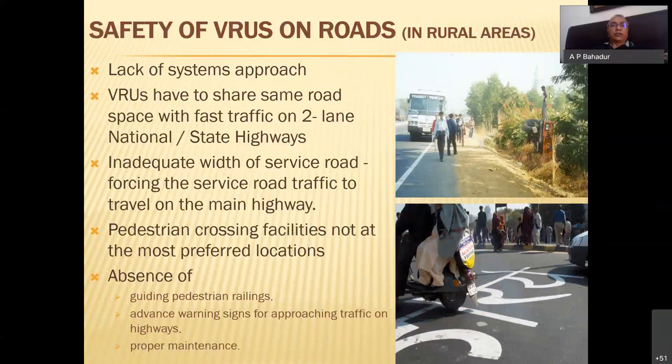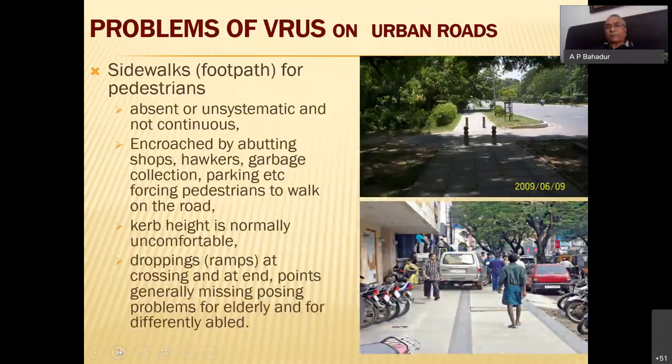Normally in rural roads, as you can see, we do not have any space or facility for pedestrians to walk. This is the rural situation and this is the urban situation. There is hardly any crossing facility. Again, same thing, sidewalks, even if they are there, are totally encroached.